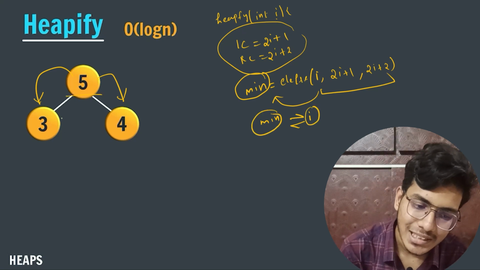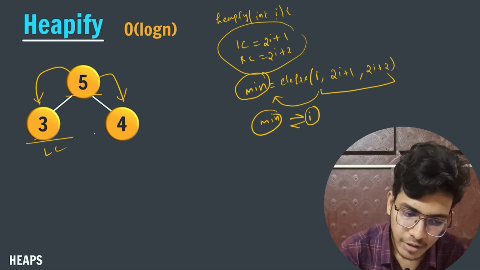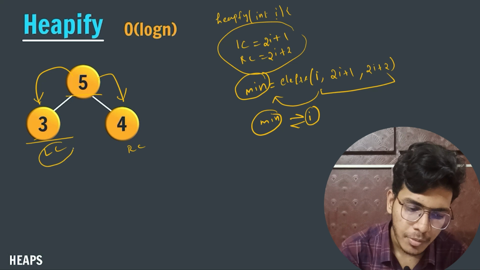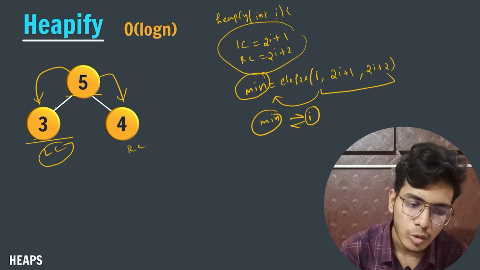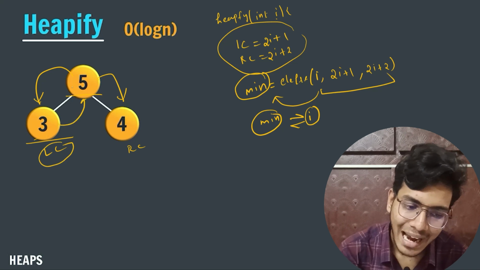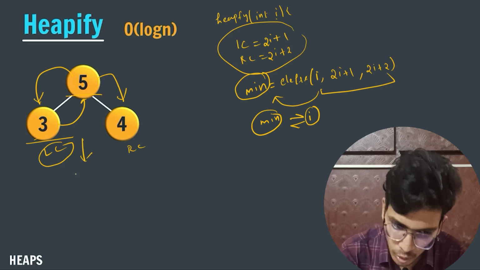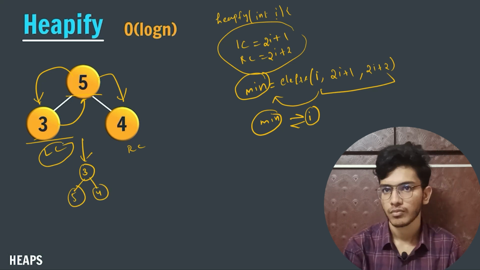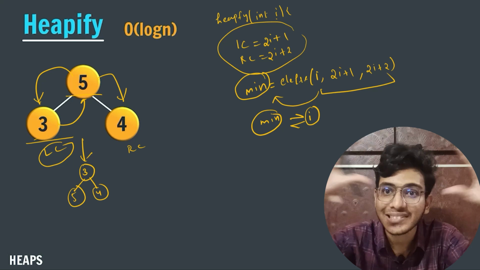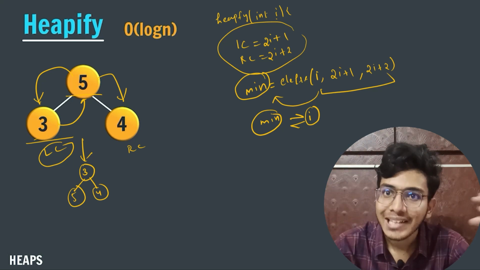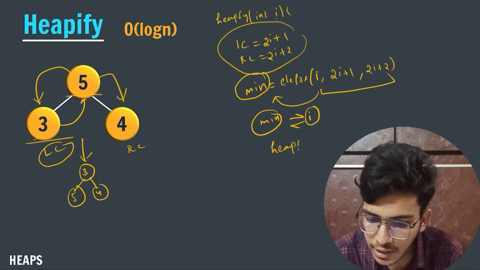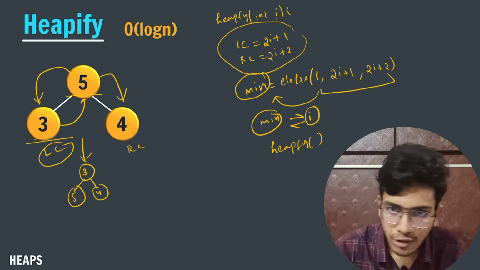You can see that in these 3, root node, left child, right child, the minimum element is 3. So what I will do is swap the 5 and 3 values. So my overall heap will become 3, after that 5, after that 4. After swapping, if my tree is huge, if my heap is a big heap, then I will recursively call heapify for the rest of my tree.